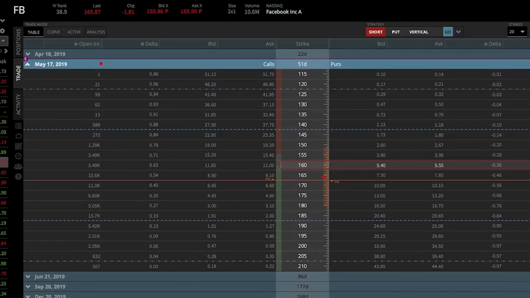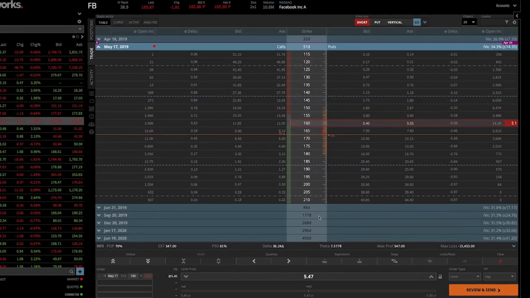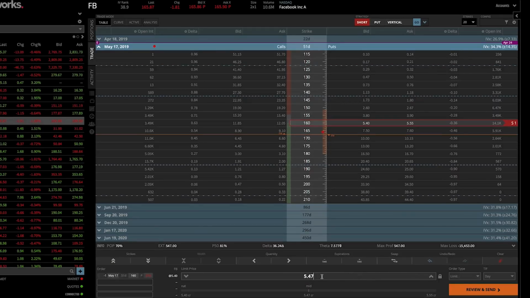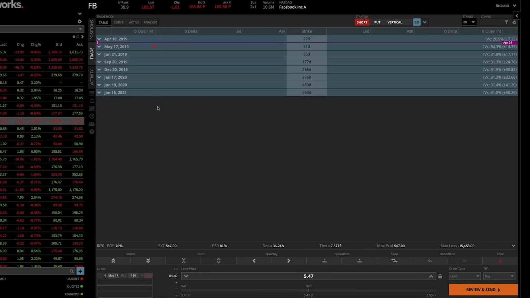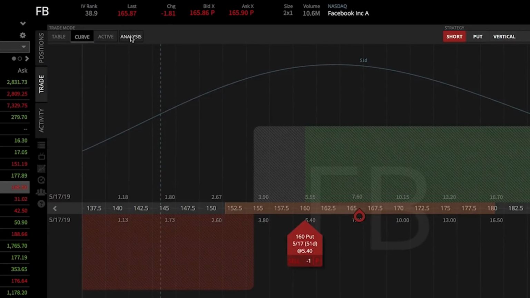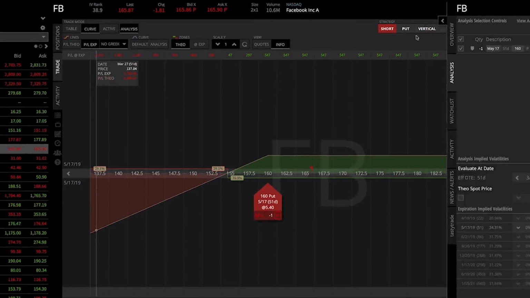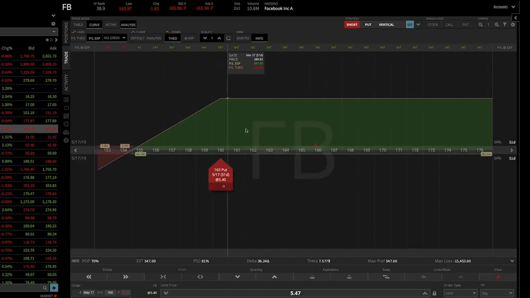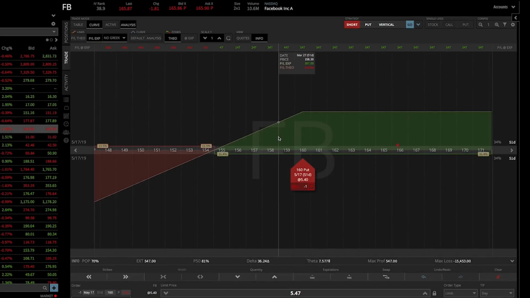When I do that, it queues up this position right here and enters a price for me of $5.47, which is the midway point between the $5.40 bid price and the $5.55 ask price. Let's visualize the risk and reward potential of this trade by clicking on the curve tab and then activating analysis. This brings up a visualization of the profit and loss potential of this particular trade.